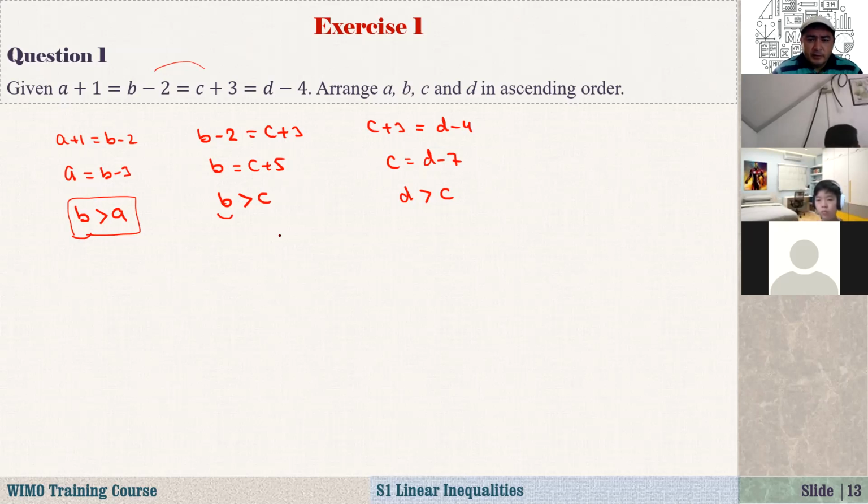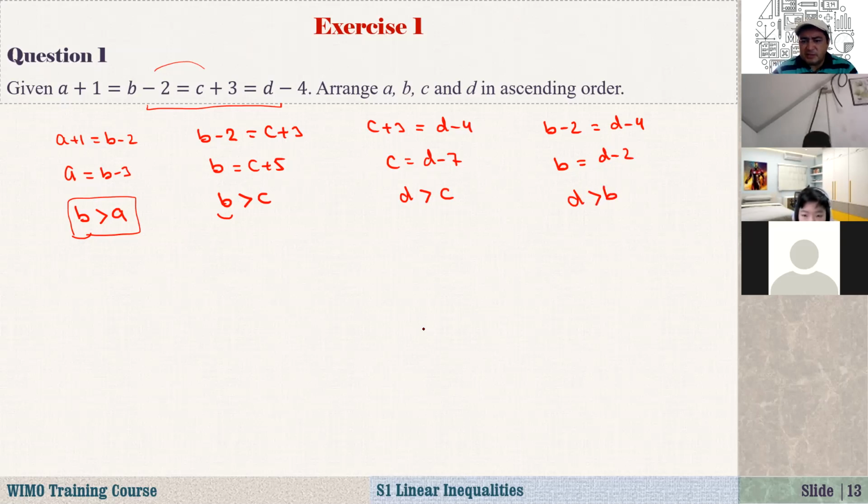All right. So b is greater than a. b is greater than c. And d is greater than c. Now let's compare b and d. Here we have b minus 2 is equal to d minus 4. If you add 2 to both sides, b minus 2 plus 2 is b, and d minus 4 plus 2 is d minus 2. Now if you subtract 2 from d, then it is equal to b. That means that d is greater than b.